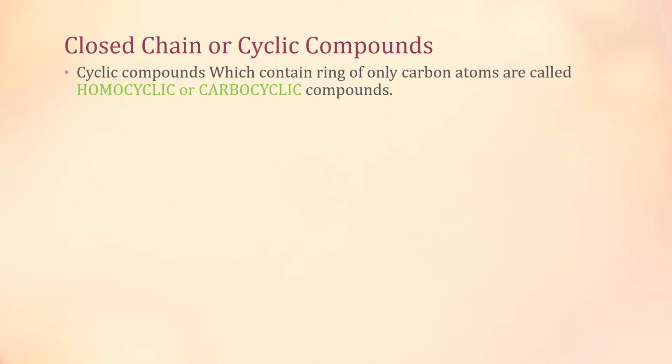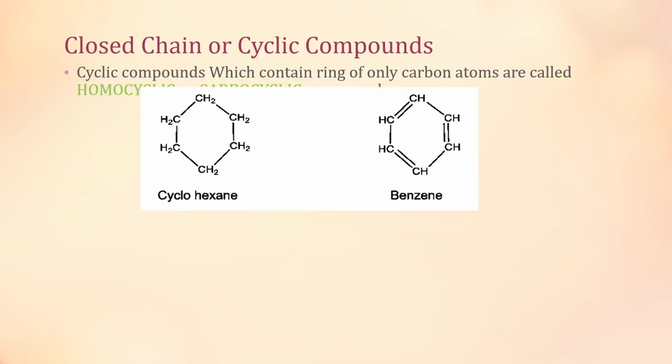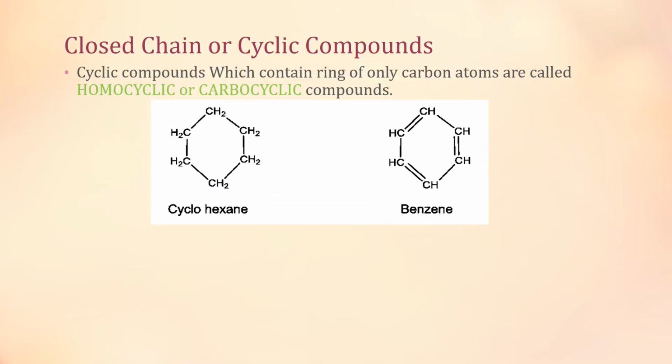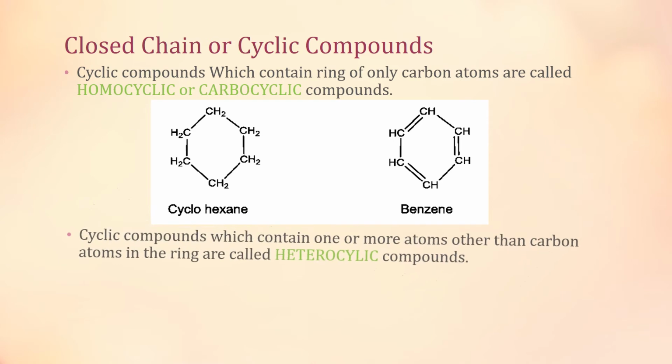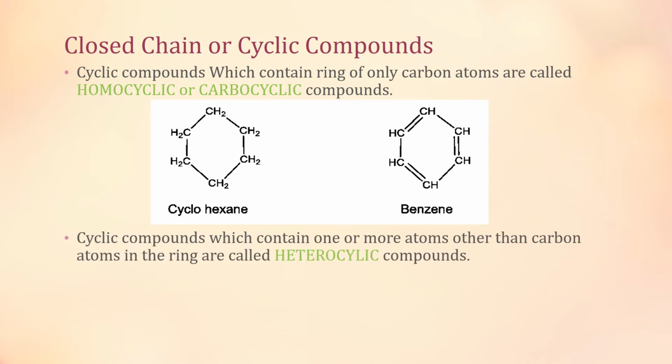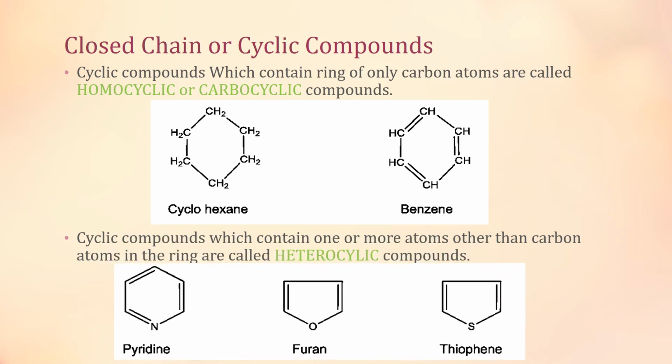Now the second type of organic compounds are the closed chain or the cyclic compounds. They exist in the form of a cycle, in the form of circles. Cyclic compounds that contain rings of only carbon atoms are called homocyclic or carbocyclic compounds.